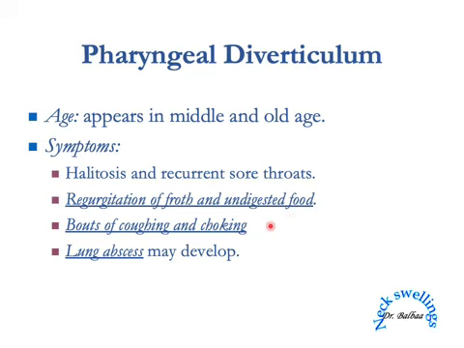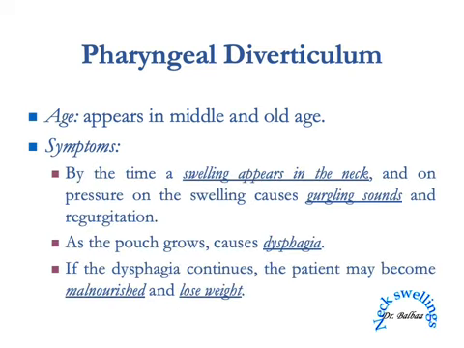If this regurgitated food content goes into the respiratory tract, I will have bouts of coughing and choking, and if it goes down into the lung, a lung abscess may develop. Also, with time, the swelling will increase in size until it appears in the neck.